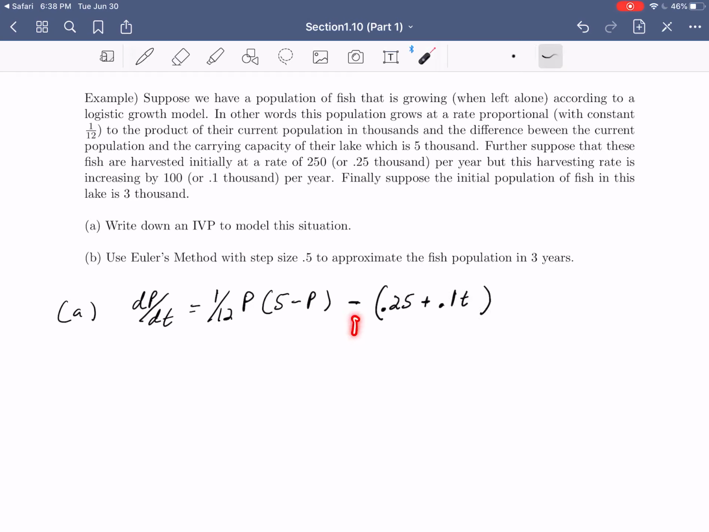So notice you can imagine, if you look at the discrete times, at t equals 0, this would just be minus 0.25 because they're losing 250 per year. But at t equals 1, it'll be 0.35 because they're losing 350 per year, and so on and so forth. So there we go. There's our differential equation for this. This would not be a super pleasant one to try to solve manually because, as we can imagine, it's not separable and it's non-linear, so it gets pretty messy to do.